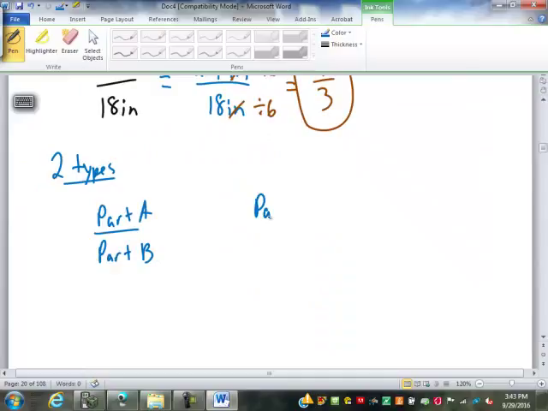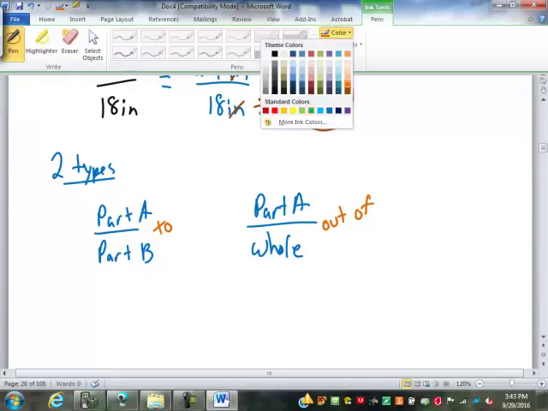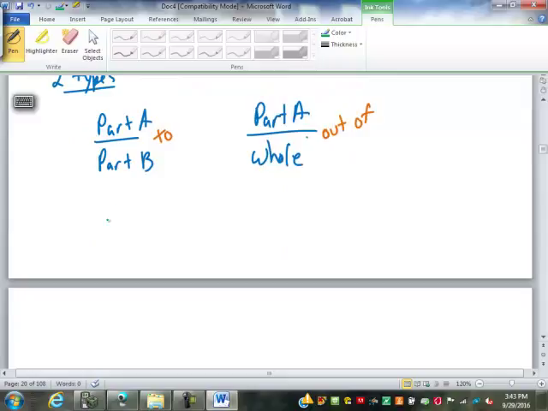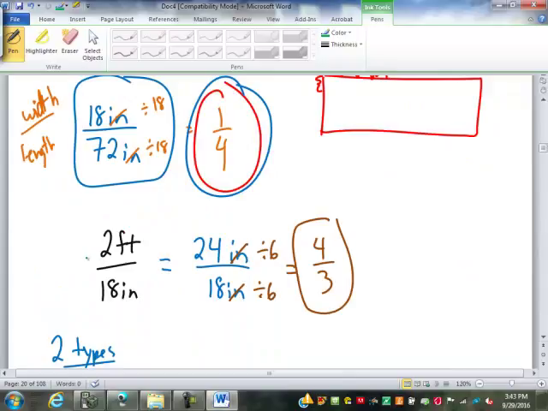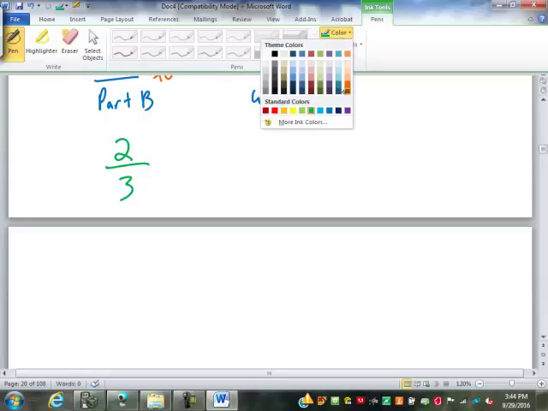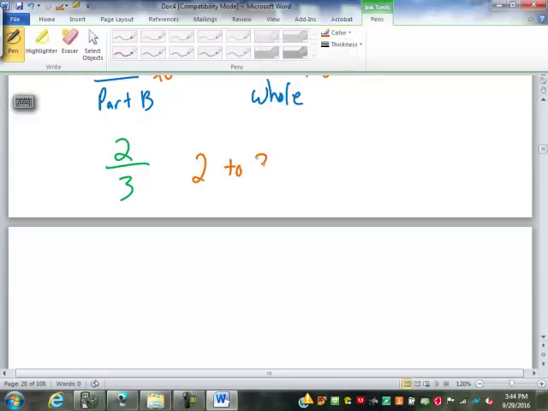Or I could be comparing the amount in part A to the whole amount, or the amount in part B to the whole amount. In this case, I used the term to: 1 to 4, 4 to 3. Here I would use the term out of. So let's go back to that first example of a ratio I did, where I had 2 students in Rice Lake to every 3 on the network. This would be a 2 to 3 ratio.